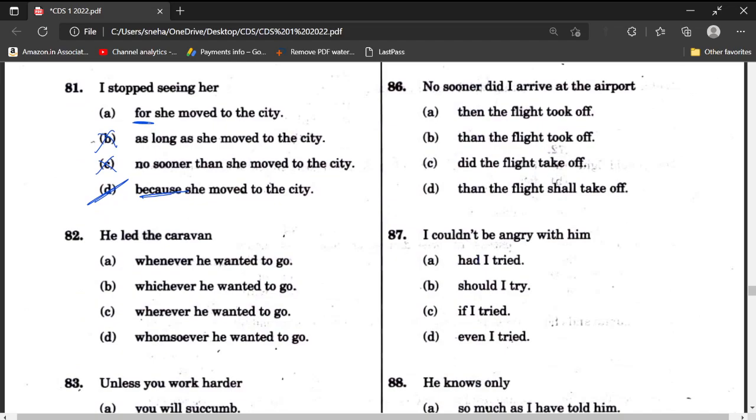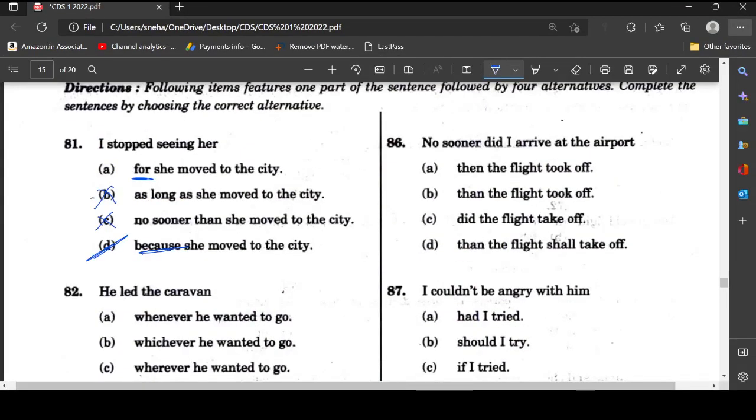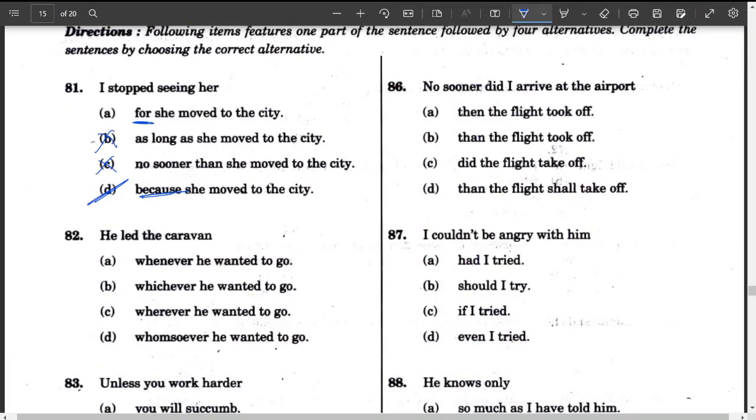Next, he led the caravan dash he wanted to go. Leading the caravan, right? Caravan is the vehicle. So he led the caravan. When, whichever cannot be used. Whomsoever, no. Whenever or wherever. We are referring to the place, so you have to go with wherever.